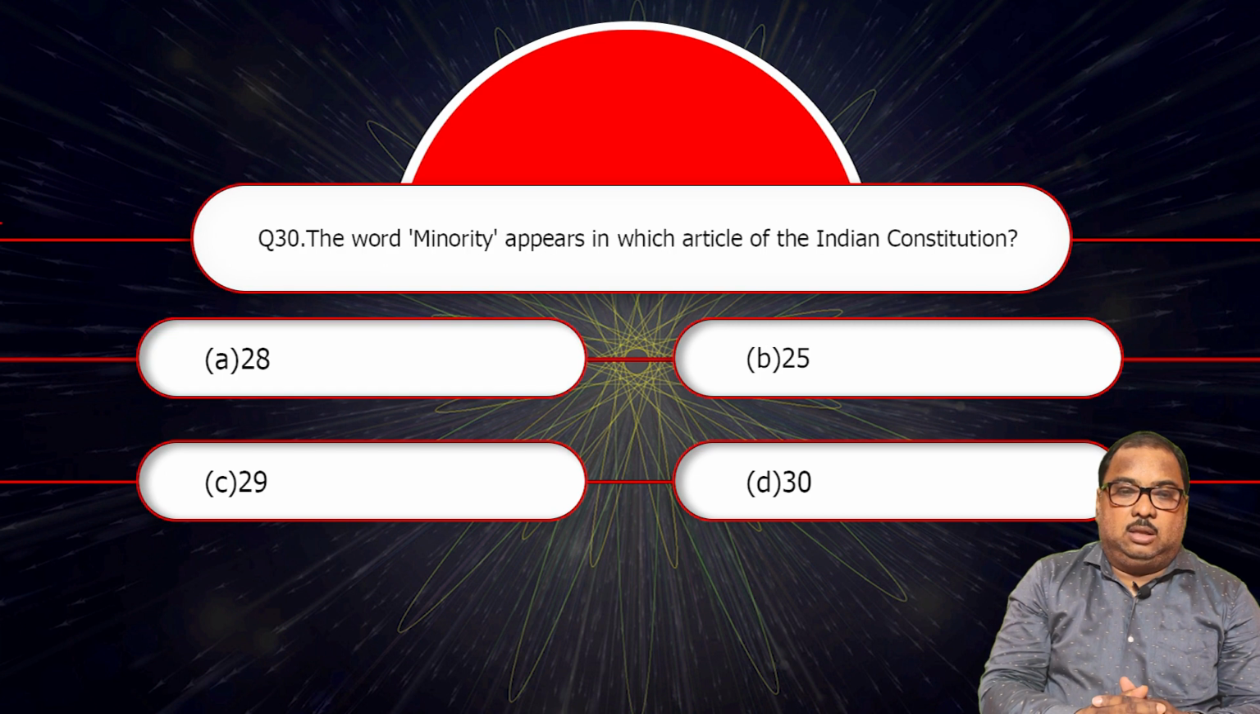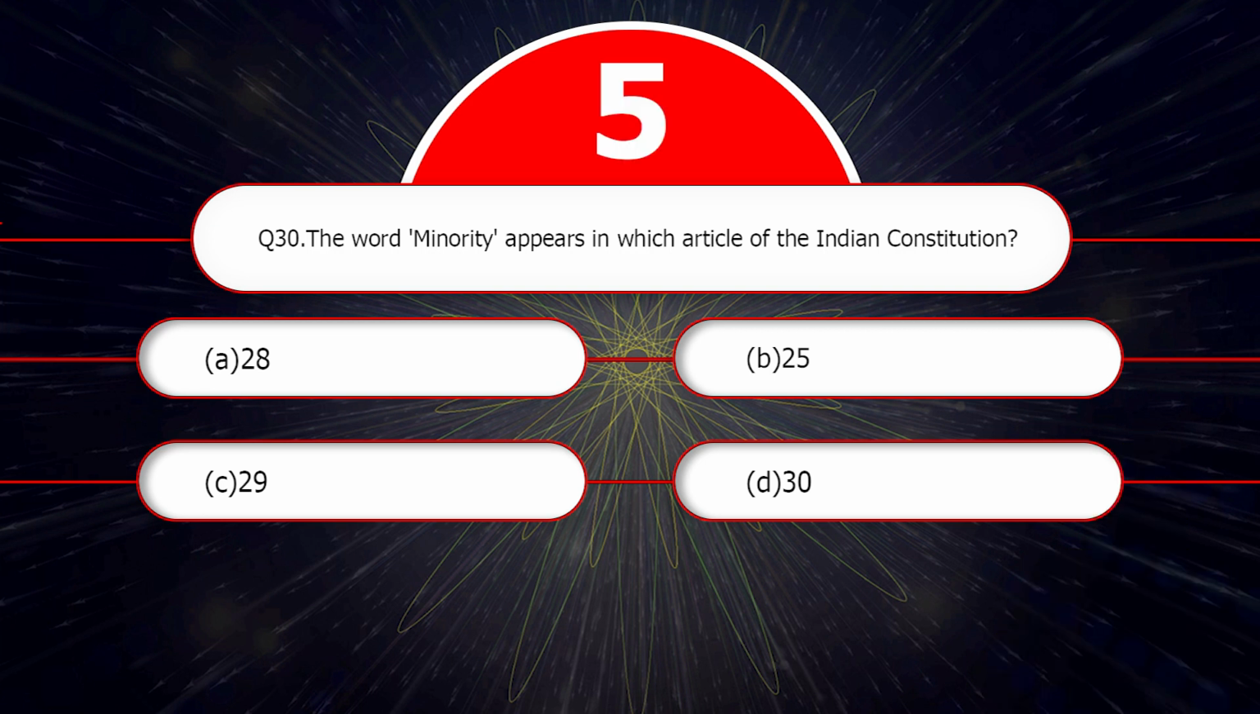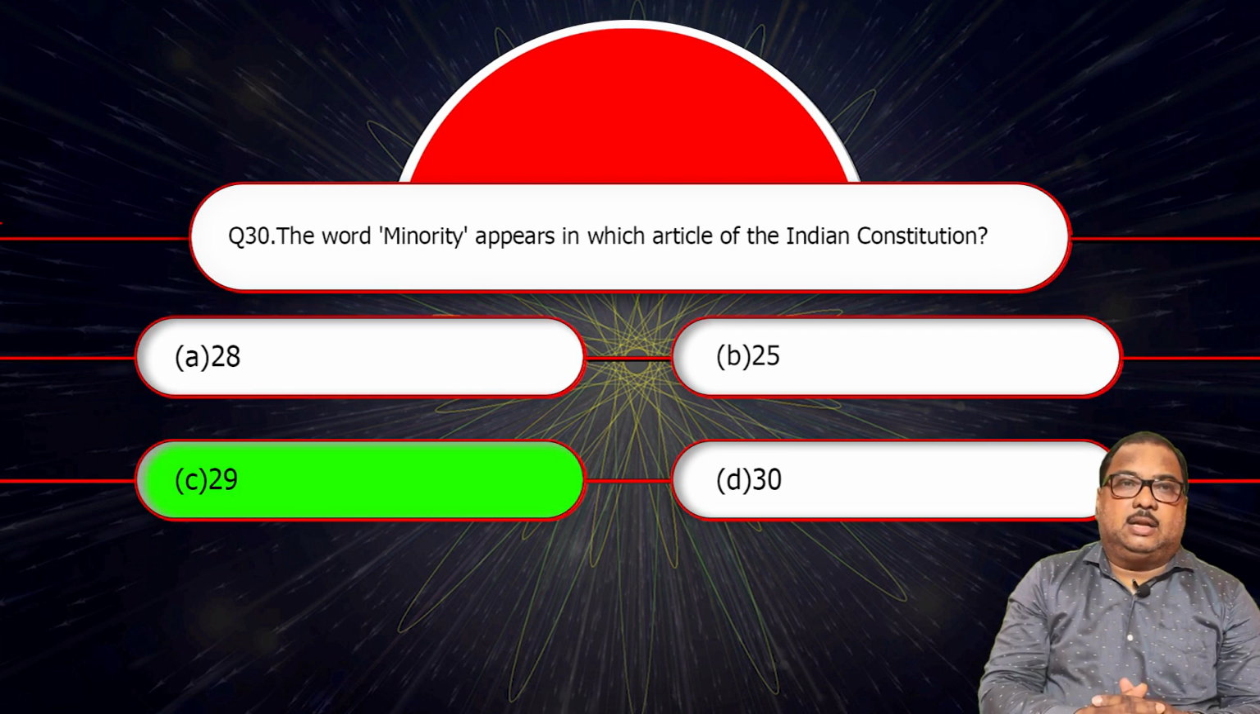Next question. The word minority appears in which article of the Constitution? Option A 28, option B 25, option C 29, option D 30. Your time starts now. And the correct answer is option C. Article 29 mentions first about the word minority.